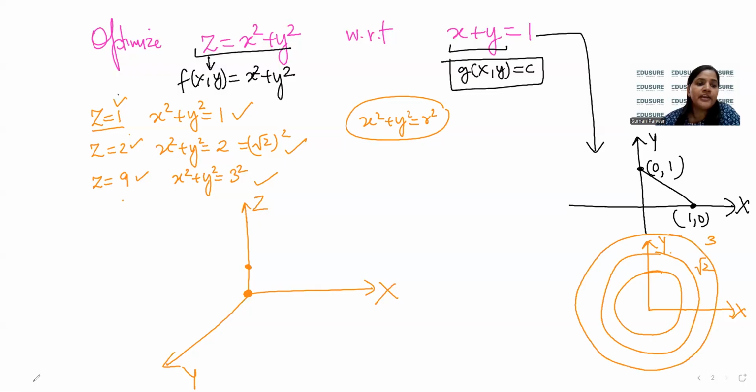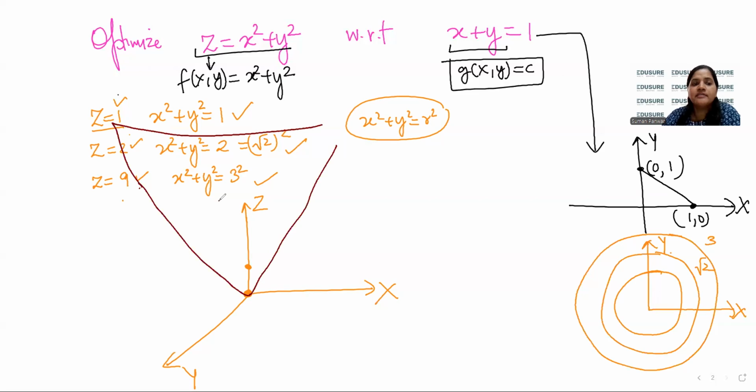So basically, if we continuously put these concentric circles one over each other with increasing radii, we are going to get something like this. We are going to get a funnel or a cone-like structure. So there is no end to it because z is increasing. So it will look something like this.